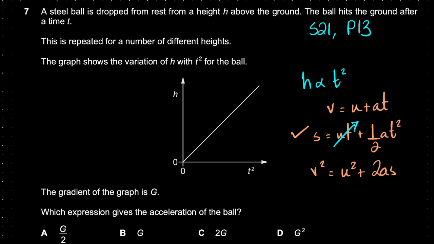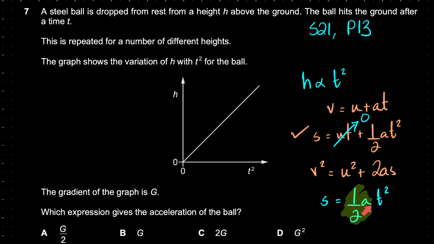Since u is 0, this entire term becomes 0. So we have this equation now: S equals half a t squared. We are shown the graph of h versus t squared, so all of this is basically the gradient of this line. The gradient of the graph is g, which expression gives the acceleration of the ball?